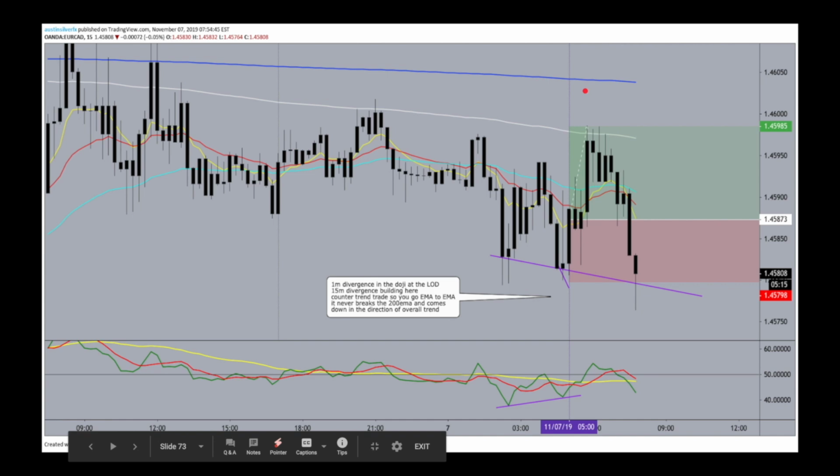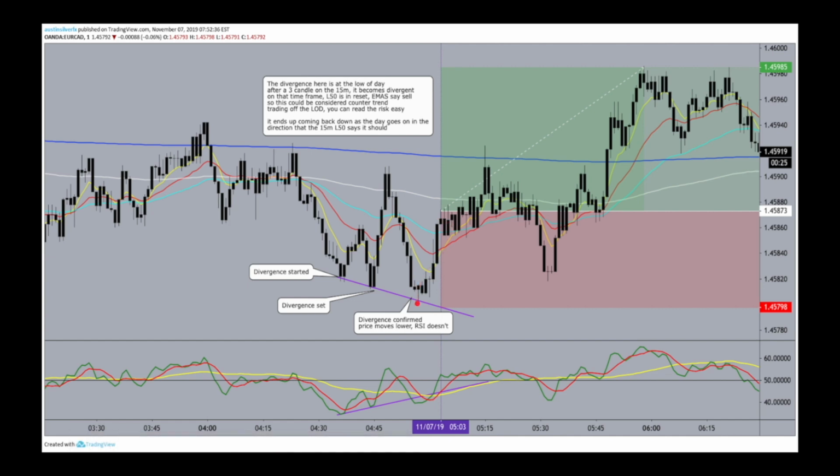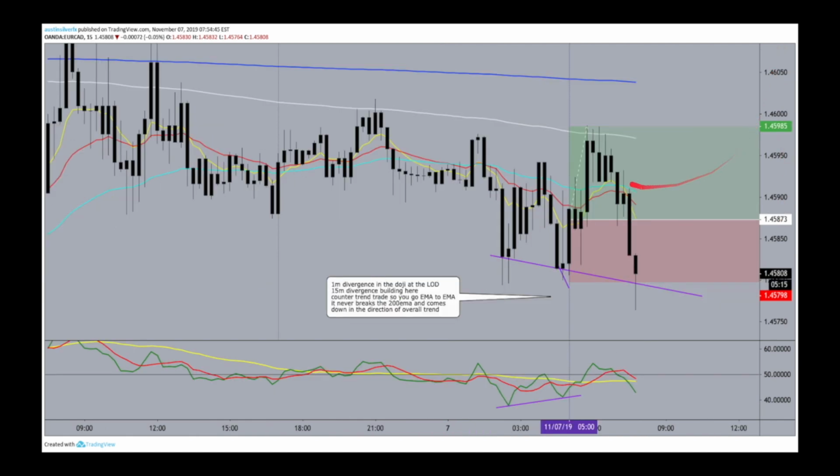So then we take it down to the 1 minute, and as you can see, we have 3 hits. Divergence started, set, and confirmed as price comes lower 3 times, and the RSI does not. So then the break of the 50 is your entry signal, stop at the pin low, and this goes from 145.87 to 145.98. Now again, look at the 15-minute.